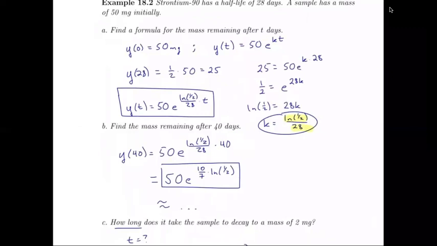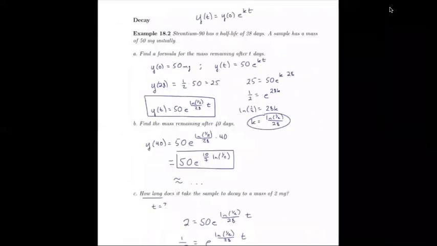Oftentimes, the k value, the relative growth rate, is going to look like this, something like natural log of something divided by another number. It's just the format that's going to come out with these. So it's good to keep in mind. To put our proper model fully together, we update this by putting in k's value. We have y of t is equal to 50 e to the natural log of 1/2 over 28, there's k, times t. Remember, this is a model that allows us to plug in any time t in the future, so any number of days later, since days is our unit of time in this problem, and see how much of this stuff is left.